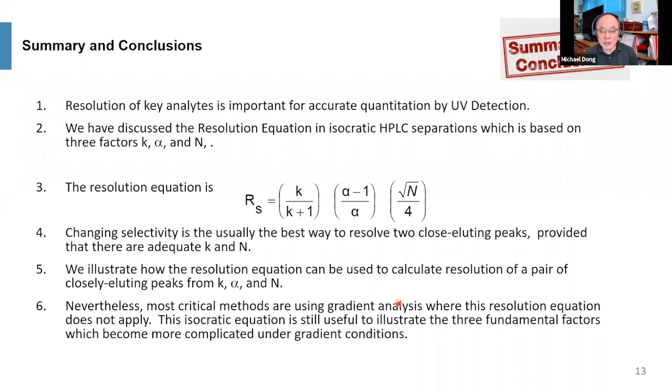However, the concept is really nice to learn. In gradient separation, N and k are no longer useful. k becomes very complex, and you almost have to understand differential equations to understand the average k prime for a single peak, right? So it is something that practically is not useful for most people, right? Unless you're really deep into chromatographic theory, right? So in practice, they are not that useful.